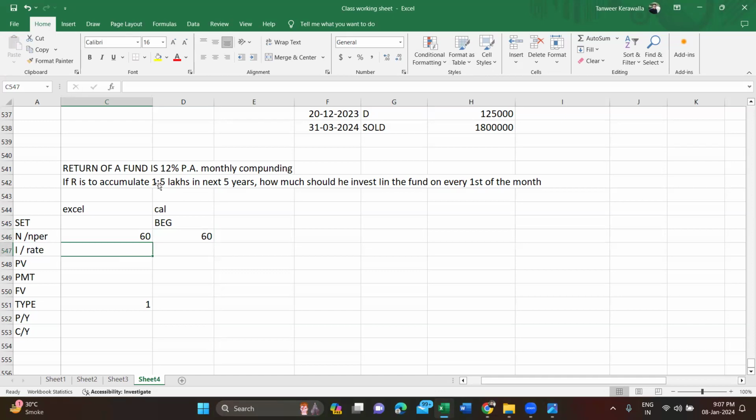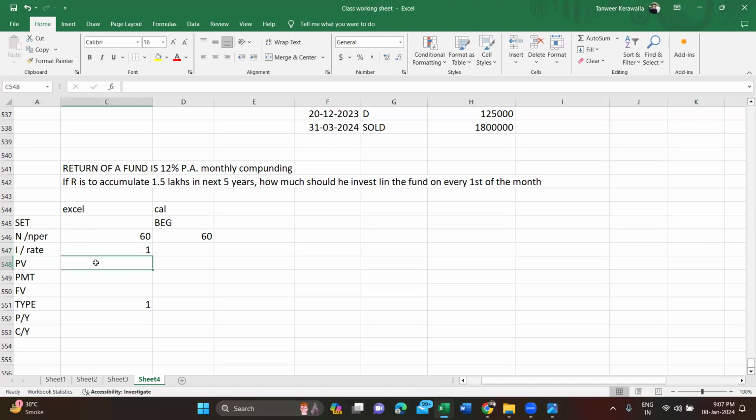Rate we have 12% per annum monthly compounding. So it's already 12% per annum monthly compounding. So this is the nominal rate of interest. It's already a nominal rate. Just simply divide by 12. You get 1% per month. Rate is 1% per month because it's a nominal rate given to you. Simply you can divide by 12 and get the monthly rate of interest or of return.